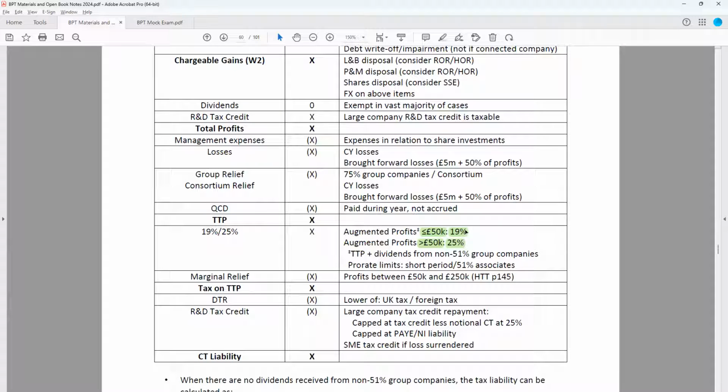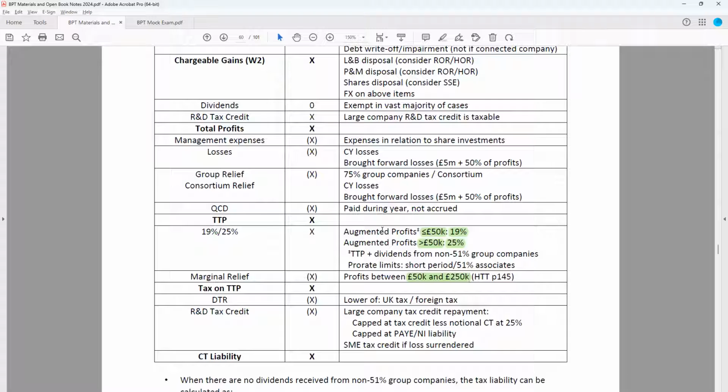And therefore that would cause a lot of disincentive to earning profits above 50K unless there was some sort of relief available to smooth that transition up. And that's why we have the marginal relief available, and that will bring the effective tax rate down on those profits and smooth the transition from 19% to 25%. So that would apply on profits between these two limits here.